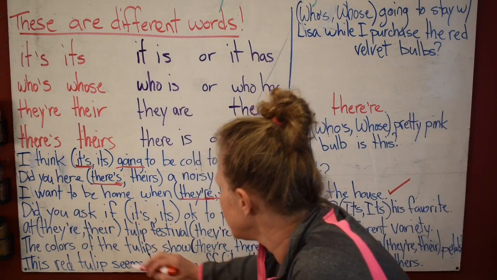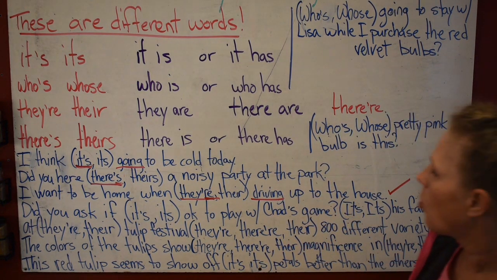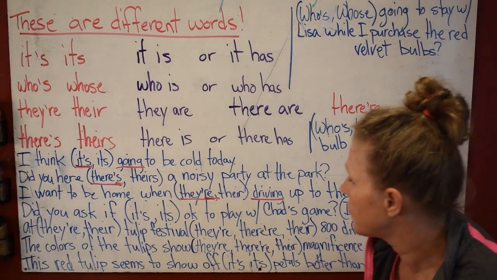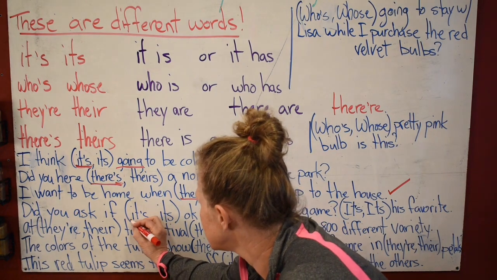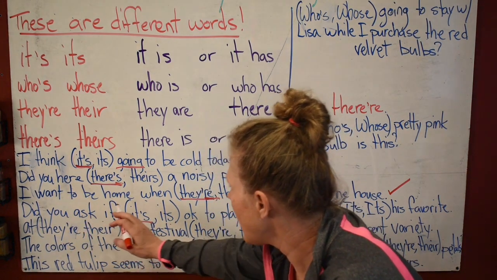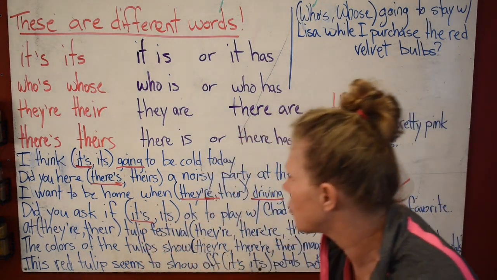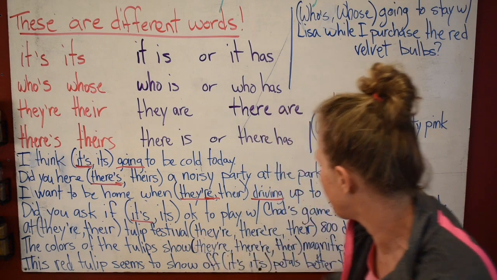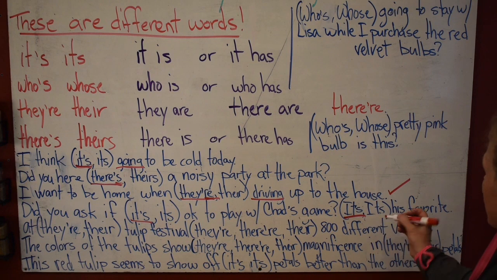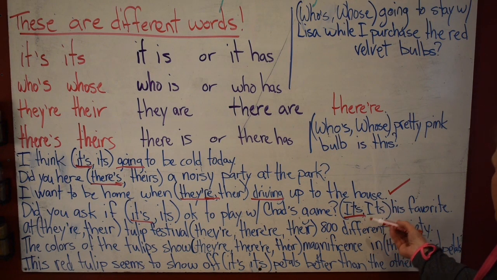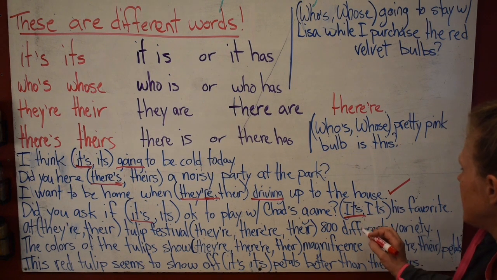Did you ask if it's okay to play with Chad's game? It's his favorite. Which one are we going to use? The first one. Right here, it's. So, did you ask if it is okay to play with Chad's game? Completely correct. Subject and a verb. What about over here? It's right here, right? Let's pull it apart. It is his favorite. So, what's it's replacing?